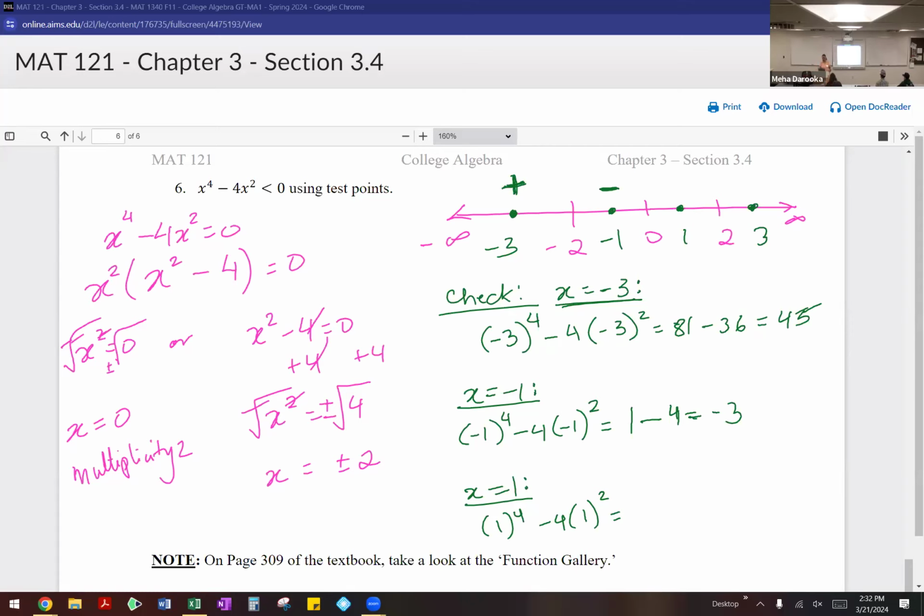Yeah, you will actually end up with the same thing because 1 to the 4th power is 1, 1 squared is 1, so that's 1 minus 4. It still gives us -3, so this guy will also have negative y values. And then for our last interval, I'm going to do x is +3. So we will again have 3 to the 4th power minus 4 times 3 squared. What will that guy give us?